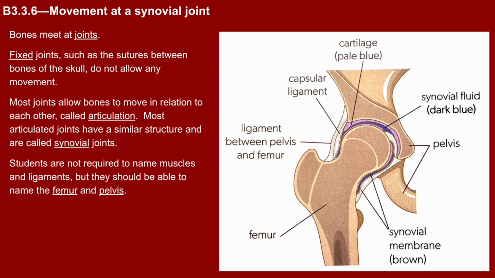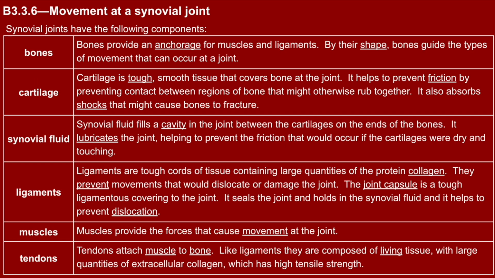All right, so a few vocab words. Bones provide an anchorage for muscles and ligaments. They guide the types of movement that can occur at a joint. Cartilage is tough tissue that covers the bone at the joint. It also helps to prevent friction by preventing contact between regions of bone that might otherwise rub together. And it also can absorb shocks that might cause bones to fracture.